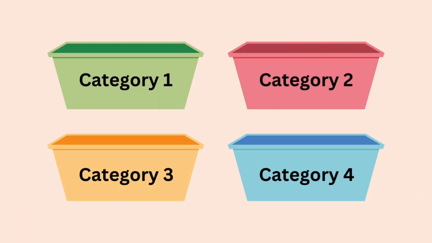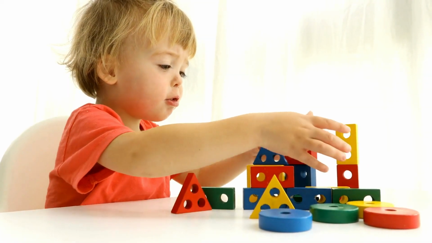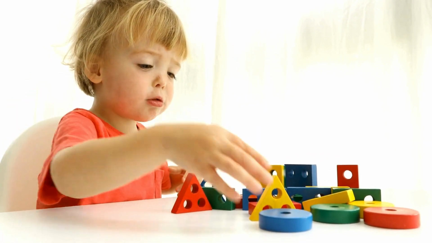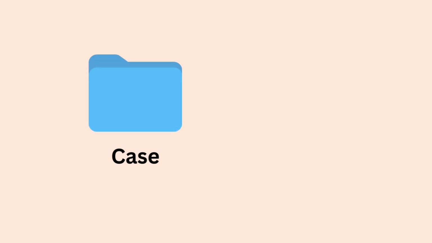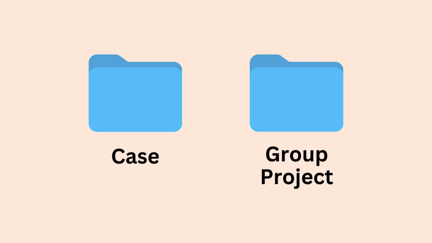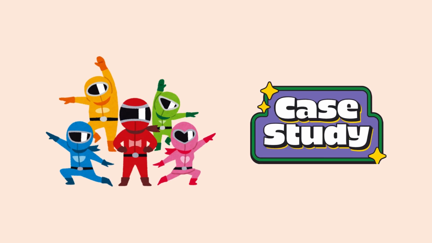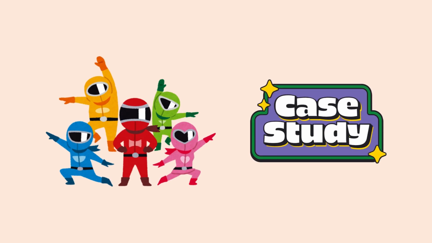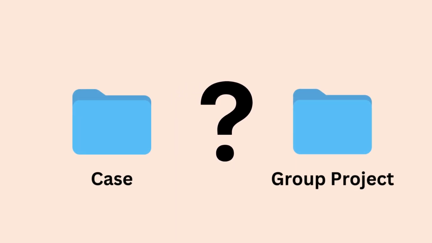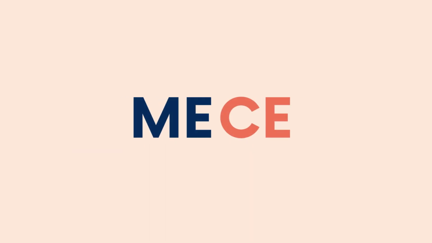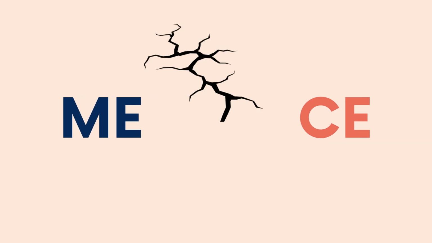However, if you are trying to organize your study folders by category, then things can become more complicated if you don't know how to set up each category correctly. For example, you can create a folder named Case and a folder named Group Project at the same time. But when your professor assigns a group project on a case, you will get confused about in which folder you should put this file, the case folder or the group project folder. This is a very typical example of not following the MECE principle.